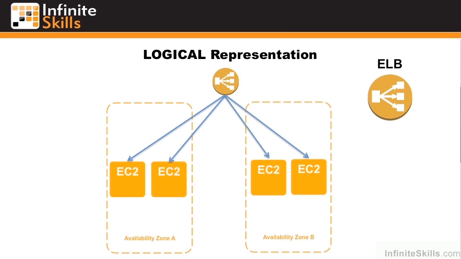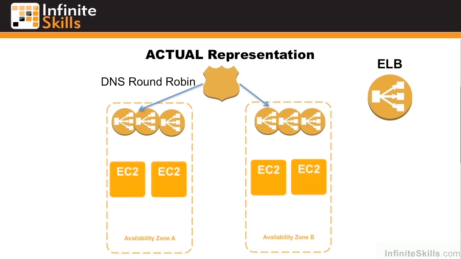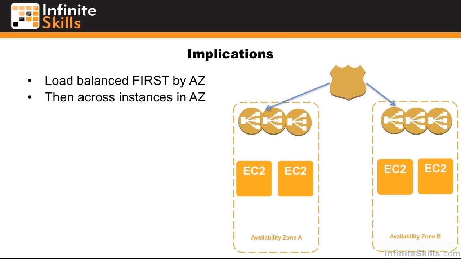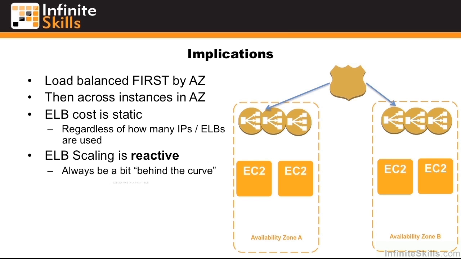Logically, you want to always think of an ELB as this, a single ELB balancing across many EC2 instances. But what actually happens is it does DNS round robin across many ELBs in each independent availability zone. If we look at the implications of this, remember that the load is balanced first by the AZ, and then across instances in the AZ. The ELB cost is always static, regardless of how many IPs or ELBs are actually used, but ELB scaling is always reactive. It's always going to be a bit behind the curve.